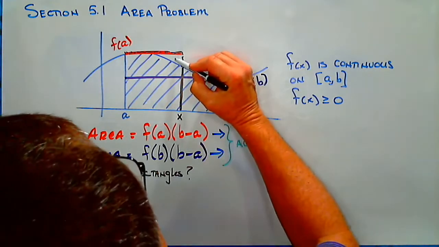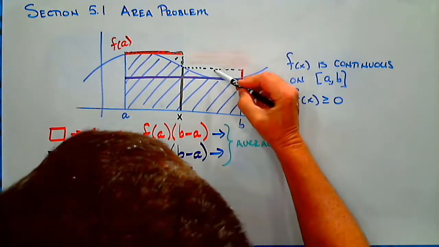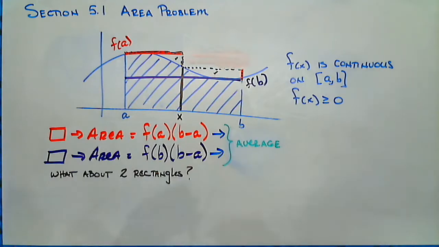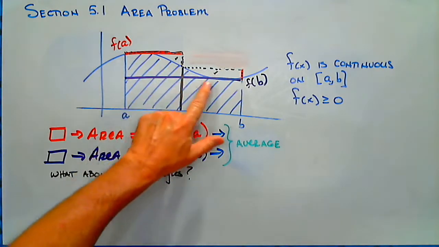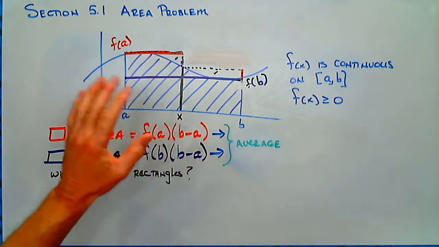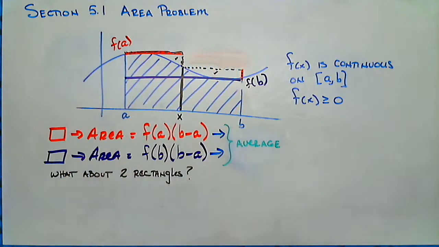We have this piece right here, which we don't want. We have a lot of white down here that we didn't want. We wanted the blue region. So by using two rectangles, we got a better, not a good, but a better approximation for the area of the region that we were asked about.